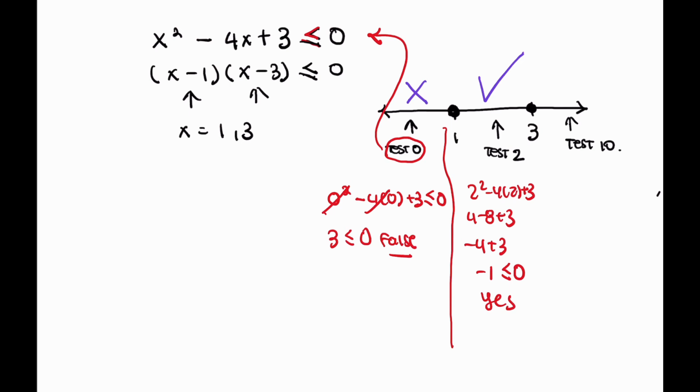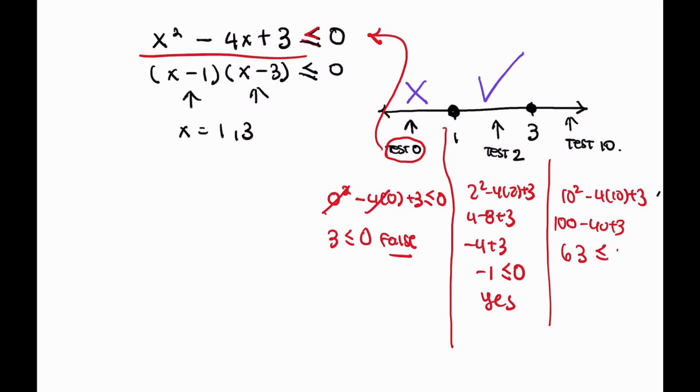Last one, we're going to test number 10. 10 squared minus 4 times 10 plus 3. I'm also going back to this. So that's 100 minus 40 plus 3. That's 63. Is that less than or equal to 0? False. So there's kind of like this yes, no pattern. So we're going to take this as our final region.